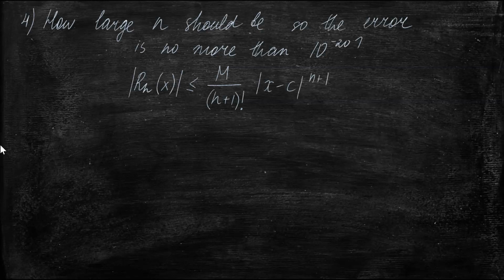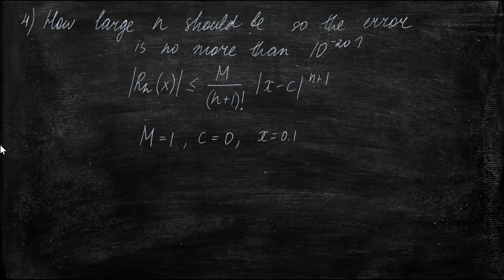We already identified the value of m. So m is the upper bound for the derivative, and since we're dealing with the cosine function, all derivatives cannot be greater than 1. So in our case, m is 1. n is what we're looking for. c in our problem is equal to 0 because we're looking at a Maclaurin series, but c could be any value around which you center your series. And x in this case is the value at which we estimate the function. So x in our case is equal to 0.1.